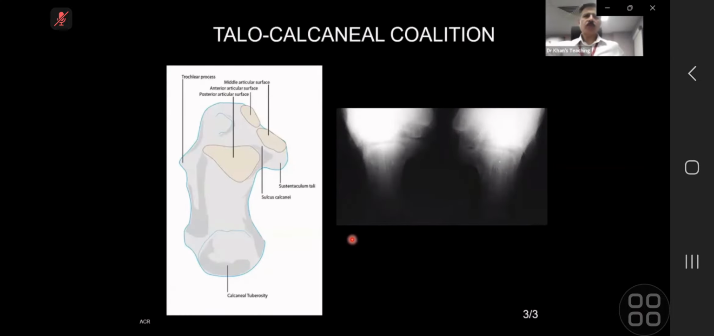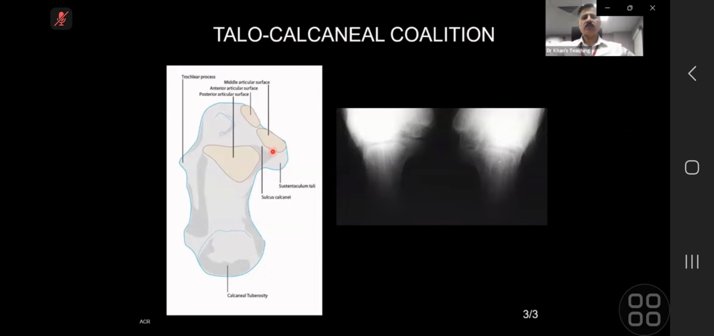So let me go back to the basics. Look at this. This is your calcaneum. Now one of the landmarks is this aspect, which is known as the sustentaculum tali, which projects medially. Now, calcaneum has got three facets: this is the anterior articular facet, this is the middle, and this is the posterior. The posterior is the largest. Middle is overlying the sustentaculum tali, and this is the anterior.